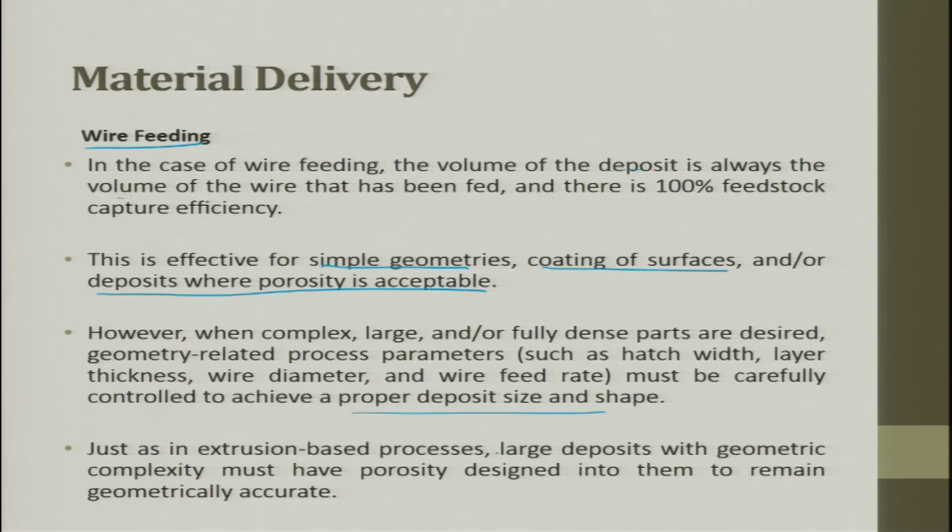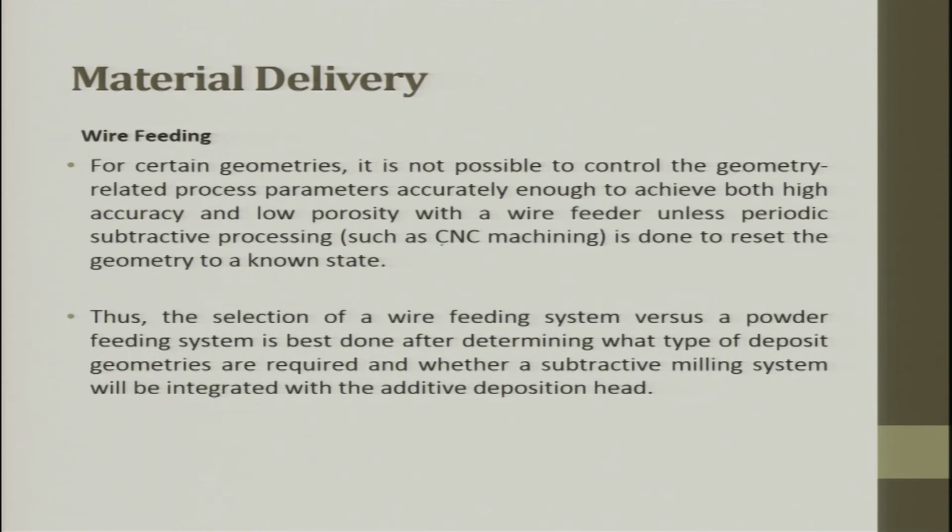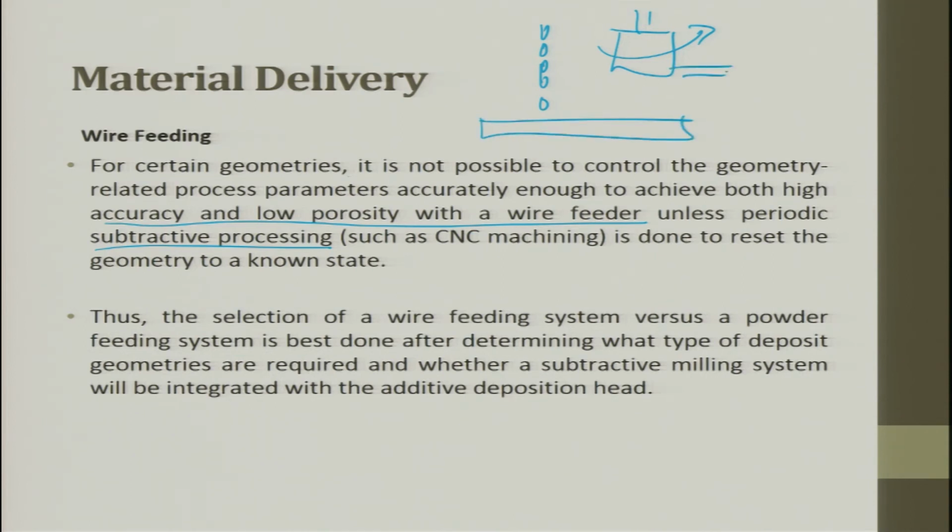Just as in extrusion based processes, large deposits with geometric complexity must have porosity designed into them to remain geometrically accurate. For certain geometries, it is not possible to control the geometry related process parameters accurately enough to achieve both high accuracy and low porosity with wire feeding, unless periodic subtractive processes are done. That means you deposit, and then you have a milling cutter which rotates and cuts. So, you have deposited on top of a surface, and this is a milling cutter.